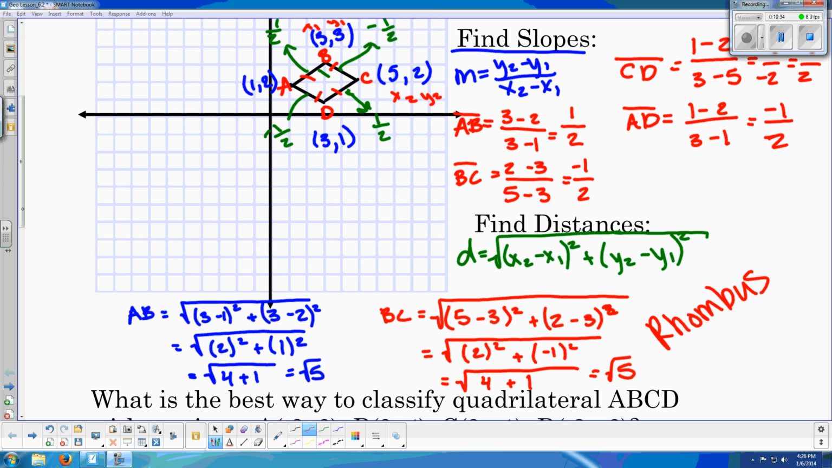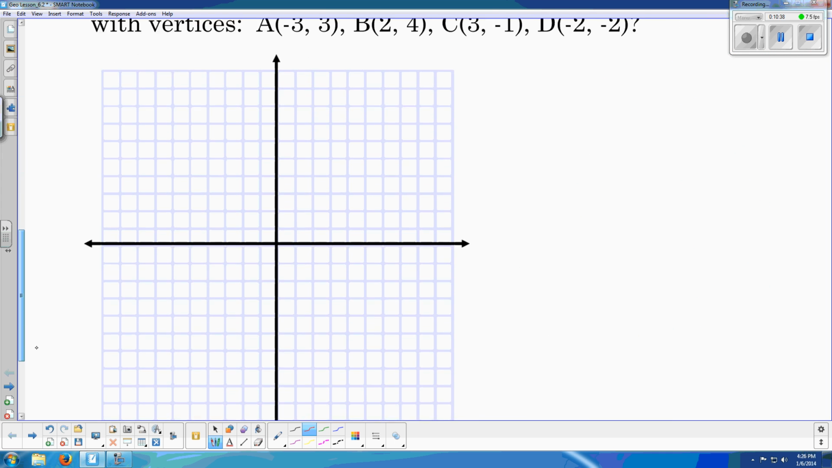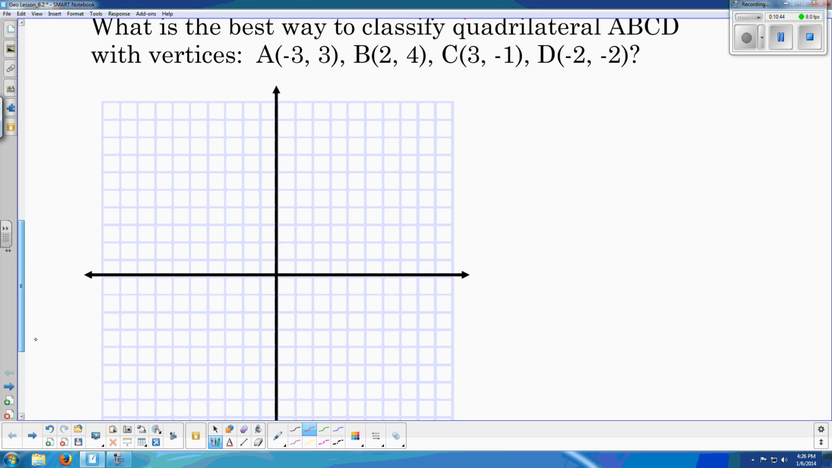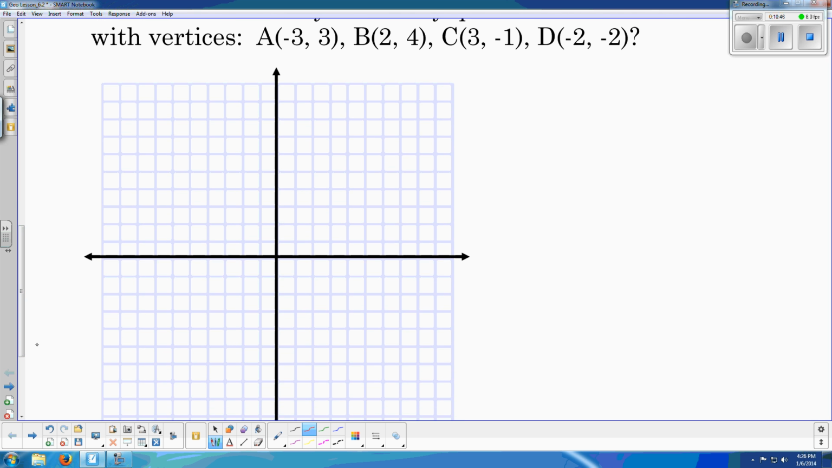Okay, now let's do the same thing, except this time we need to actually plot our points. It says, what is the best way to classify quadrilateral ABCD with vertices A (-3, 3), B (2, 4), C (3, -1), and D (-2, -2). So, let's plot point A, which is negative 3 up to 3. So here's our A. And then B is 1, 2, 1, 2, 3, 4.